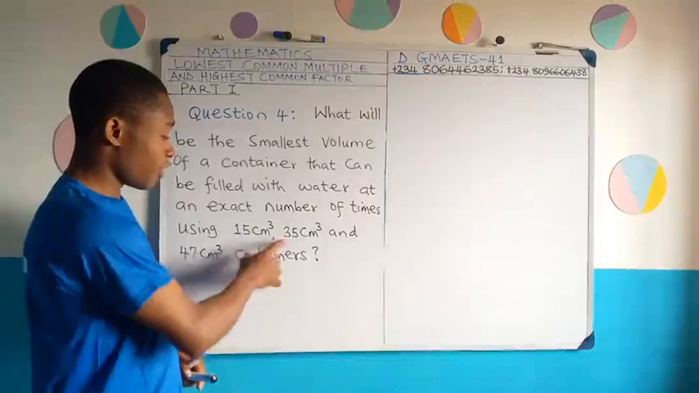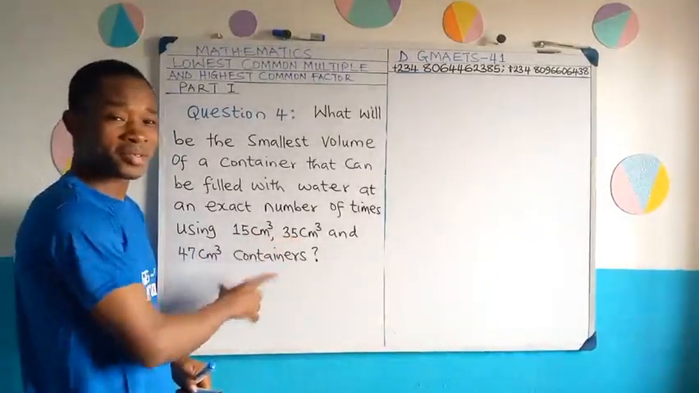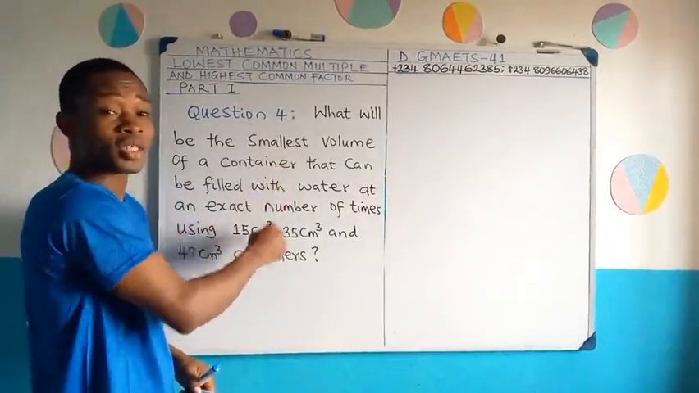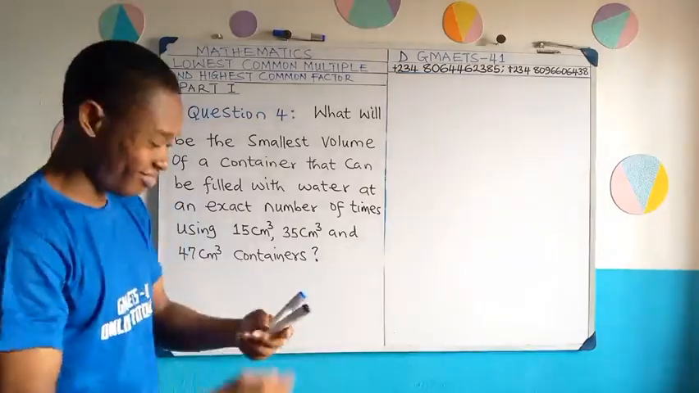All we are going to do is to find the LCM of these 3 containers. The answer will give us the volume, the size of this container that is to be filled with water at an exact number of times.